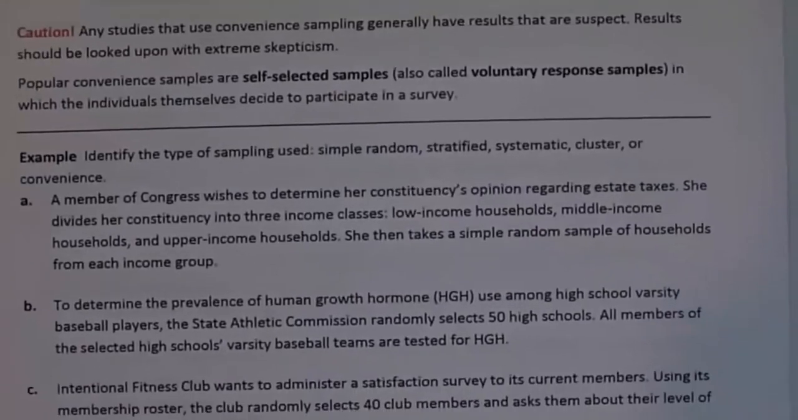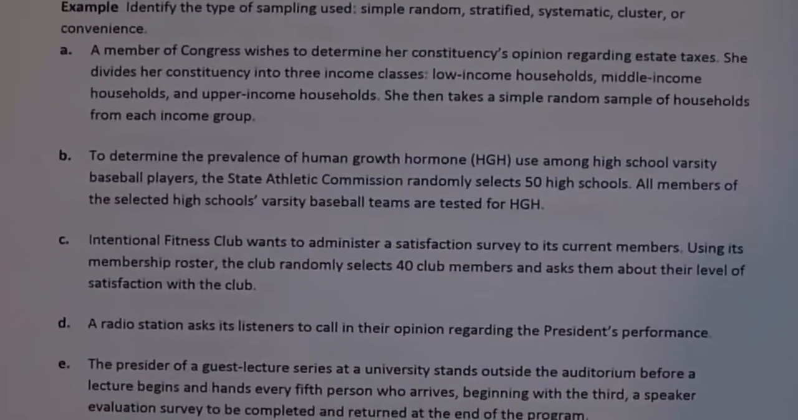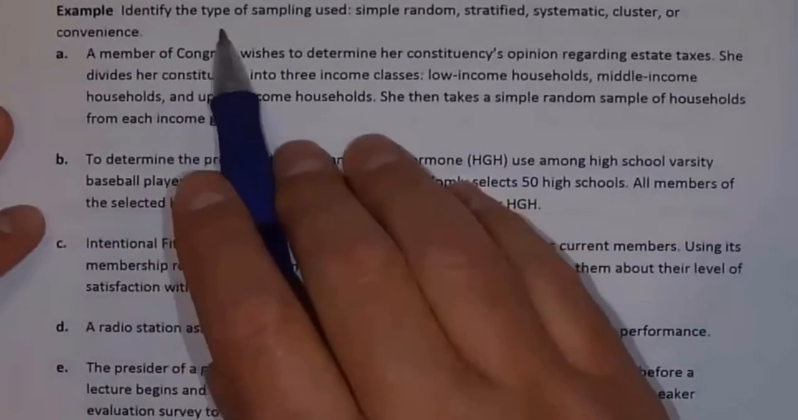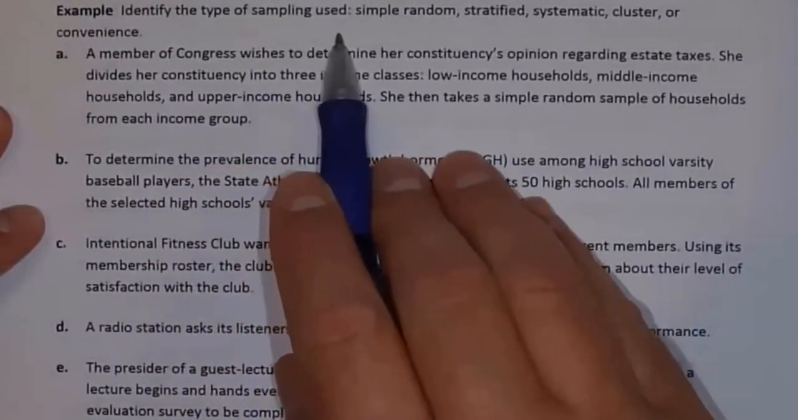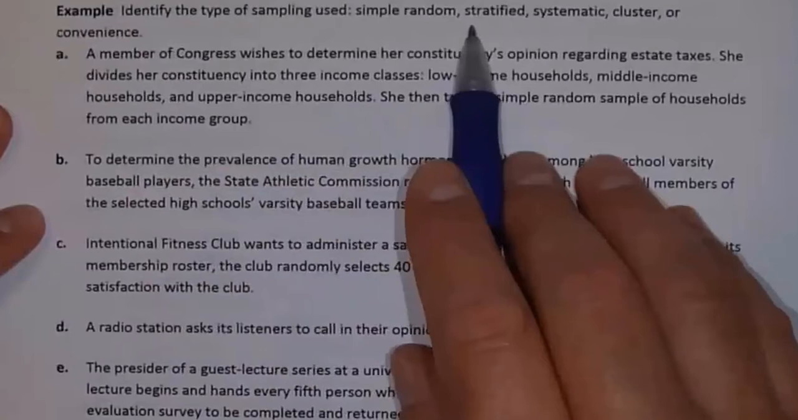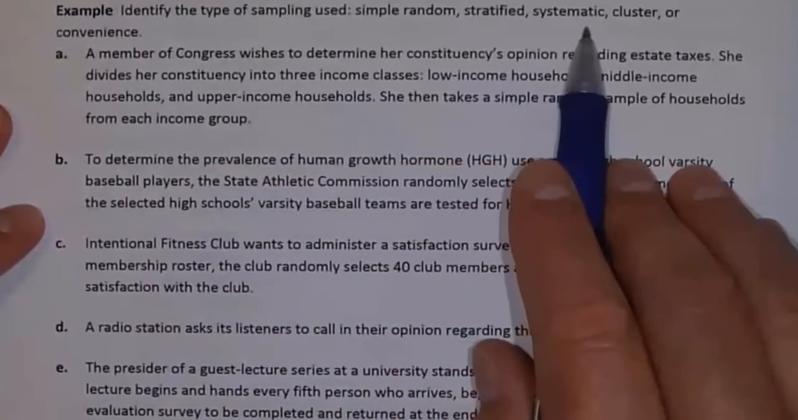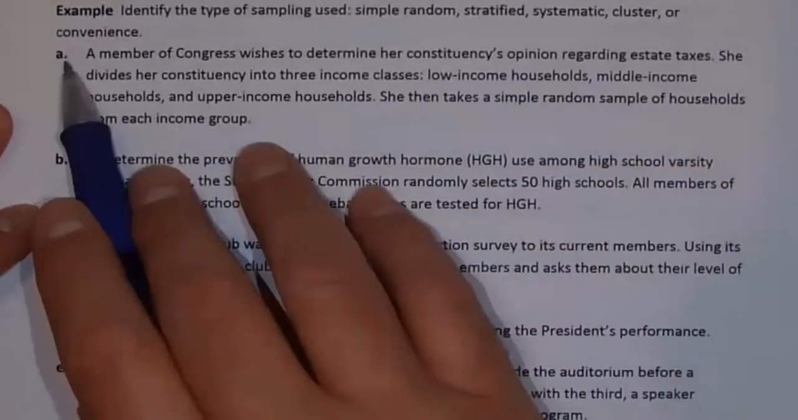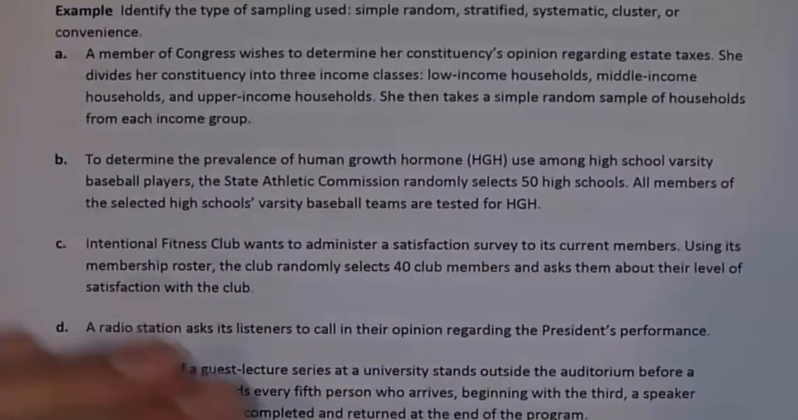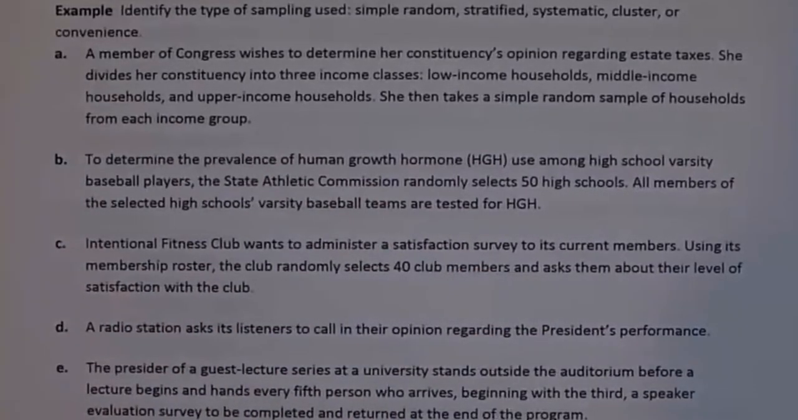Quickly, let's look at this example. We want to identify the type of sampling used. Is it simple random sampling, stratified sampling, systematic sampling, cluster sampling, or convenience sampling? Four of those are appropriate sampling methods, and then of course we have the convenience sampling method, which is not appropriate.